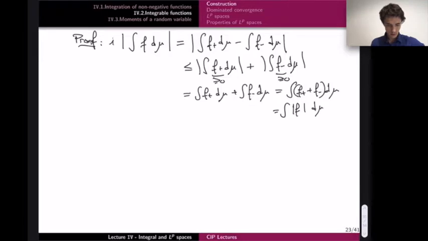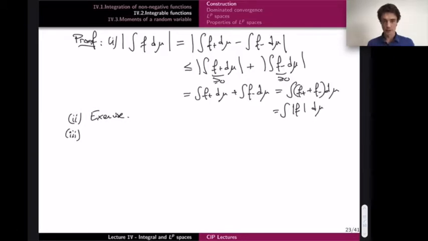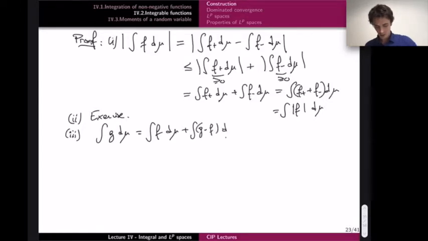For the second point, well, you will do it as an exercise if you want. The third point, which was that if f is less than g, then the integral of f is less than the integral of g. We've already done this trick, so the integral of g dμ is equal to the integral of f dμ, by linearity. Okay, I'm using the linearity of the second point, plus the integral of (g minus f) dμ. This is non-negative, so the whole integral is non-negative, and you get point 3.